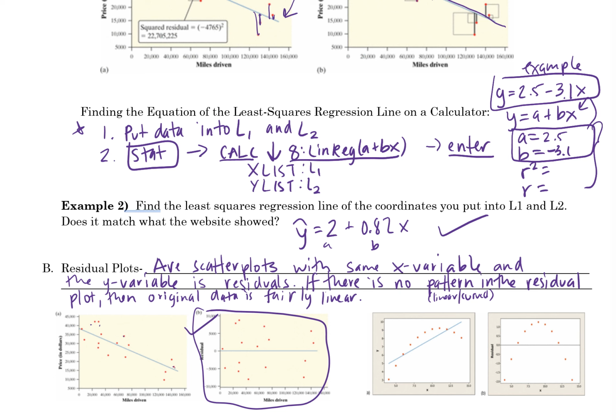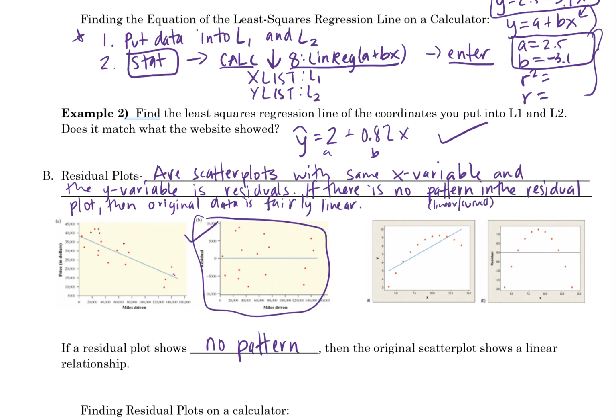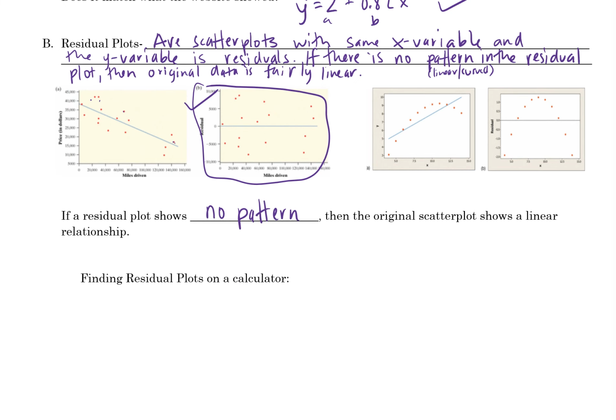Okay? So that's nice. Let's fill in some more. If the residual plot shows no pattern, then the original scatter plot shows a linear relationship. Yet again, you are not going to have to make a residual plot by hand. Nobody hates you that much. You are going to use your calculator to make a residual plot. So here are directions for how to do that.